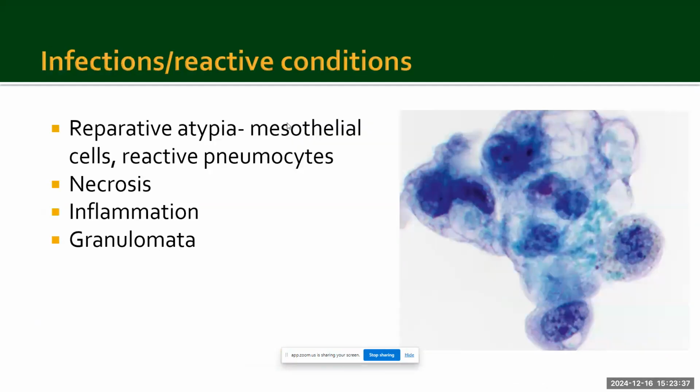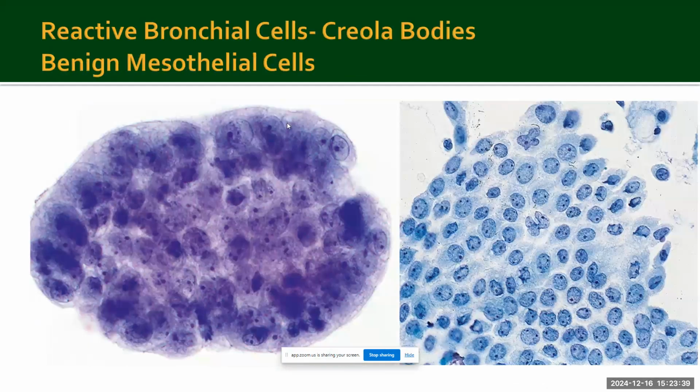I want to go back and talk a little bit about the reactive conditions, which may be easily confused with malignant or atypical lesions in lung, and which often create a diagnostic challenge. On your left, you can see Creola bodies, which are also called reactive bronchial cells. They usually occur in a cluster.